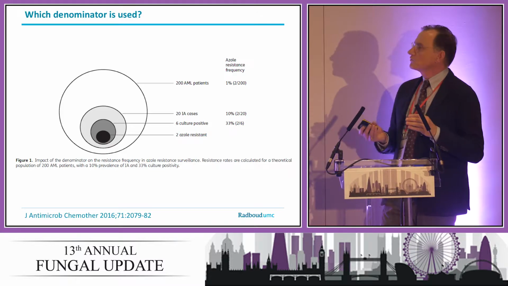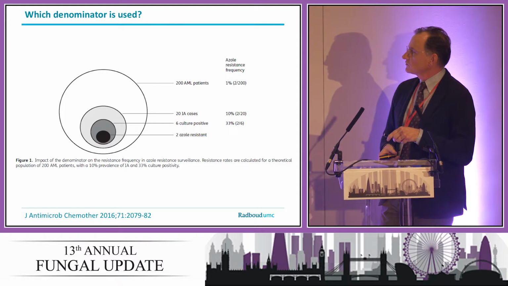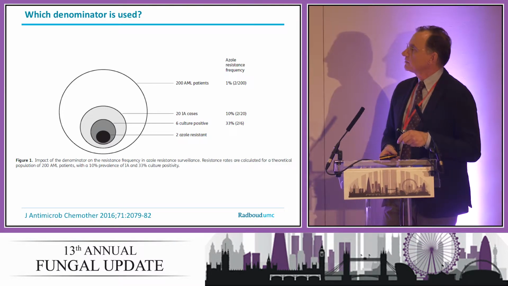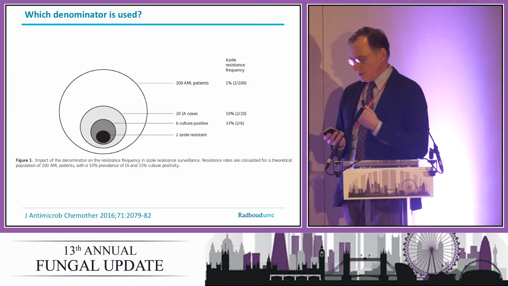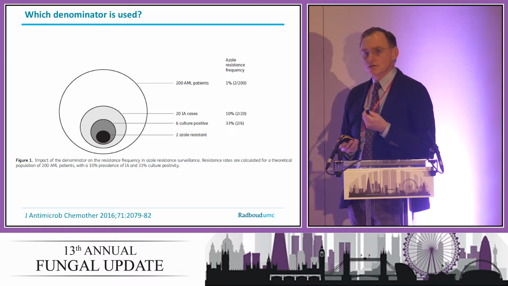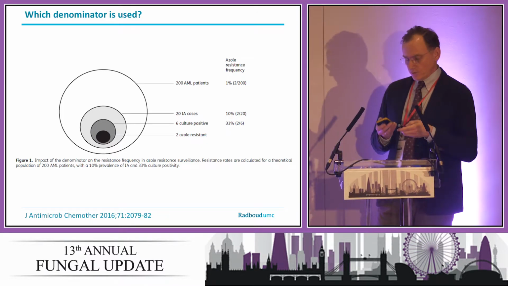So this is very confusing because sometimes we just look at cultures and we use culture positivity as denominator, and this causes a lot of confusion. So I think it's time that we define how to measure this resistance and how to report it in order to be able to compare the different studies.